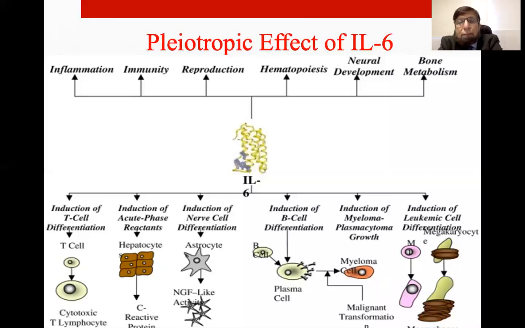This slide shows the pleiotropic effect. It has action in inflammation, immunity, reproduction, induction of nerve cell differentiation, hematopoiesis, induction of myeloma cells, and induction of leukemic cell differentiation. So IL-6 is a wonderful protein or cytokine, and it has multiple functions.